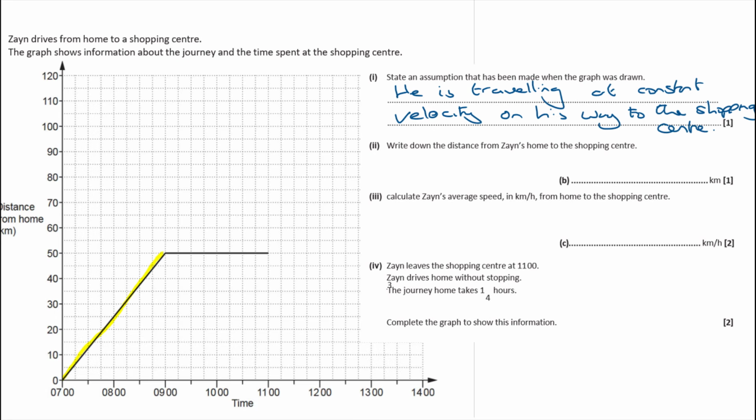Part 2, write down the distance from Zane's home to the shopping centre. We already talked about that. If he left his home at 7 o'clock, he was 0 kilometres away from his home. By the time he gets to the shopping centre and stays for a bit, he's 50 kilometres from his home. So the shopping centre must be 50 kilometres from his home.